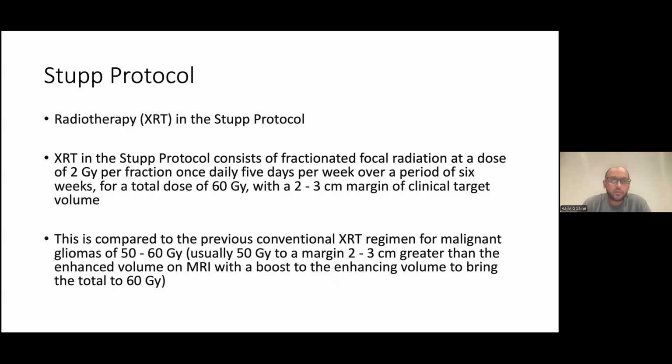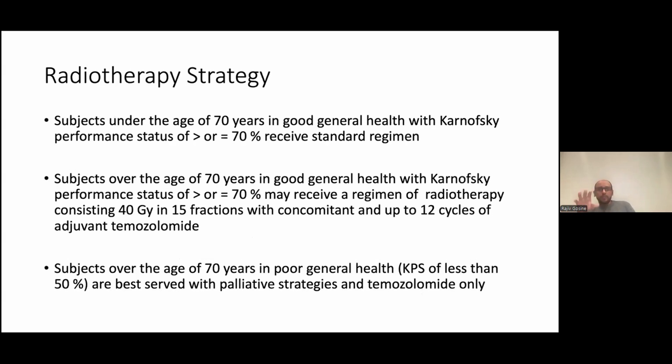This is compared to the previous conventional radiation regime for malignant gliomas of about 50 to 60 gray. Previous to this, they usually would give 50 gray to the margin, 2 to 3 centimeters greater than the enhanced volume on the MRI, with a boost to the enhancing volume to get the total dose to 60 gray. Now, in terms of the radiotherapy strategy, subjects under the age of 70 in good general health with a Karnofsky performance status of 70 or greater get a standard regime.